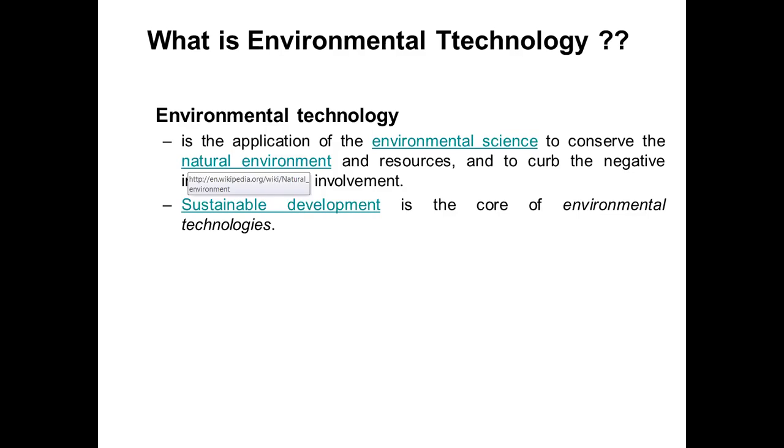Okay, so what is environmental technology? It is the application of environmental science to conserve the natural environment and resources and to curb the negative impacts of human involvement. So environmental technology is the application of environmental science. Now you should know what is environmental science.